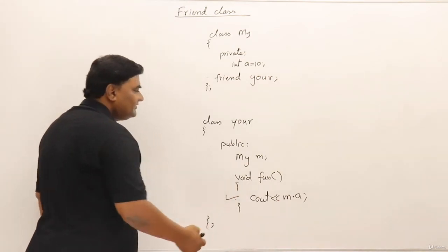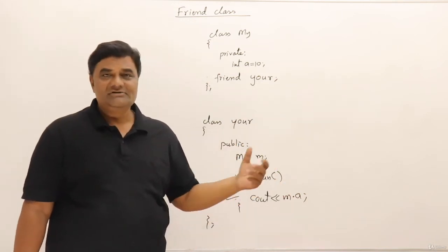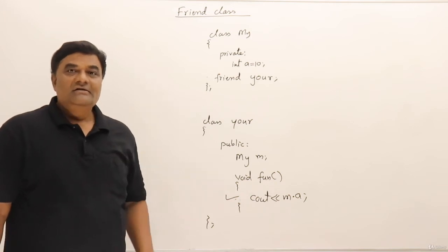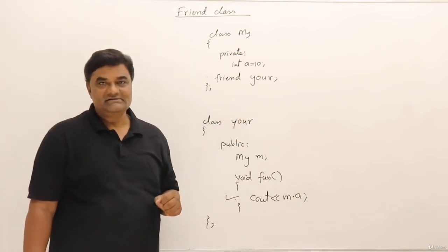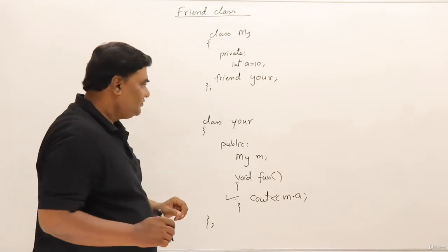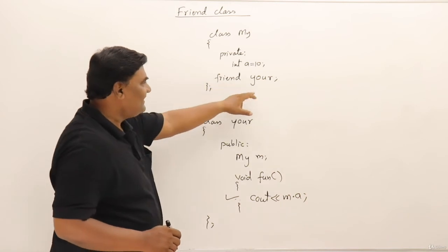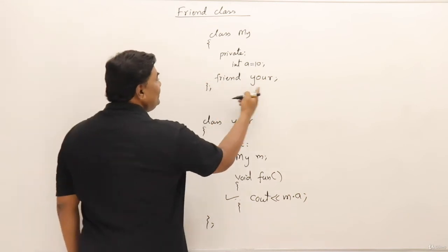This is allowed. You can access private members. Private, protected, public, all the members you can access. So that's all. These are friend classes. They can access members of objects of other classes. But one more thing we have to do. When I write friend here, the compiler will say that there is no class like your. So I must write down the name of the class before using it.